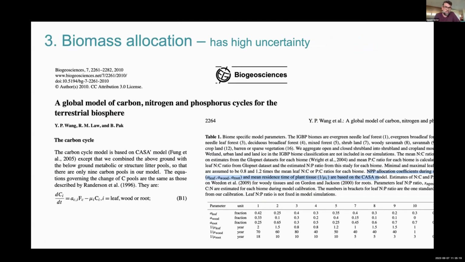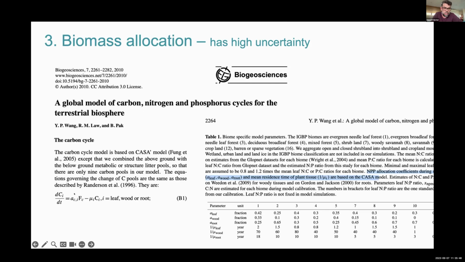Looking back at the way CABLE is set up, and I believe it's still this way, correct me if I'm wrong, you've got a differential equation for the amount of carbon going into different tissue pools, where i is the different tissue pools. You've got the net primary production, and then you've got these constants here, a, which is the fraction going into leaf, wood, root. Sounds superficially very sensible and almost mathematically has to be true. The challenge is, where do these a's come from?